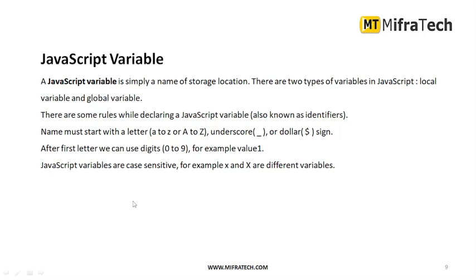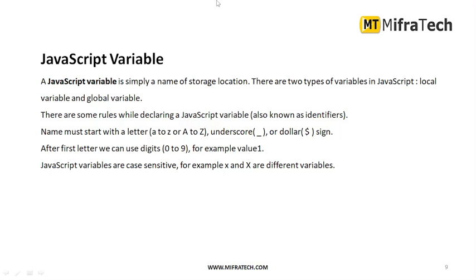Next, we are moving to the JavaScript variable. A JavaScript variable is simply a name of a storage location. A variable is used in code when we execute a program. It is a named storage. There are two types of variables in JavaScript: local and global variables.